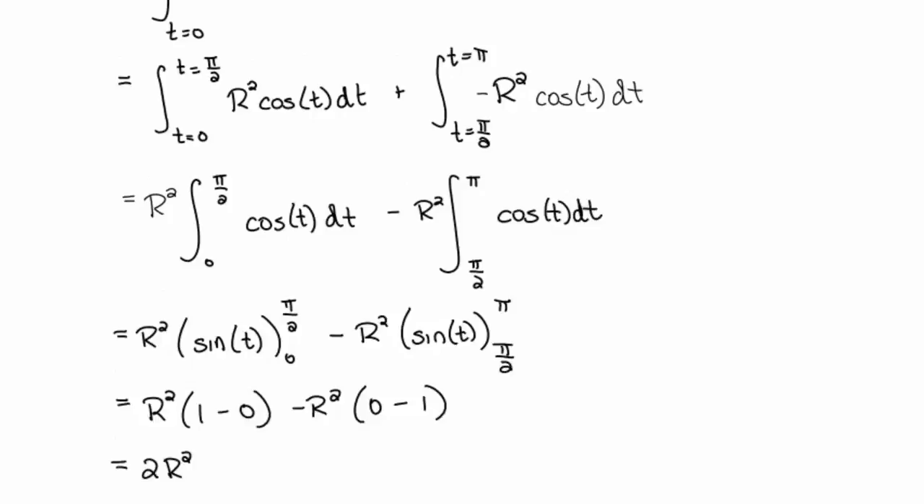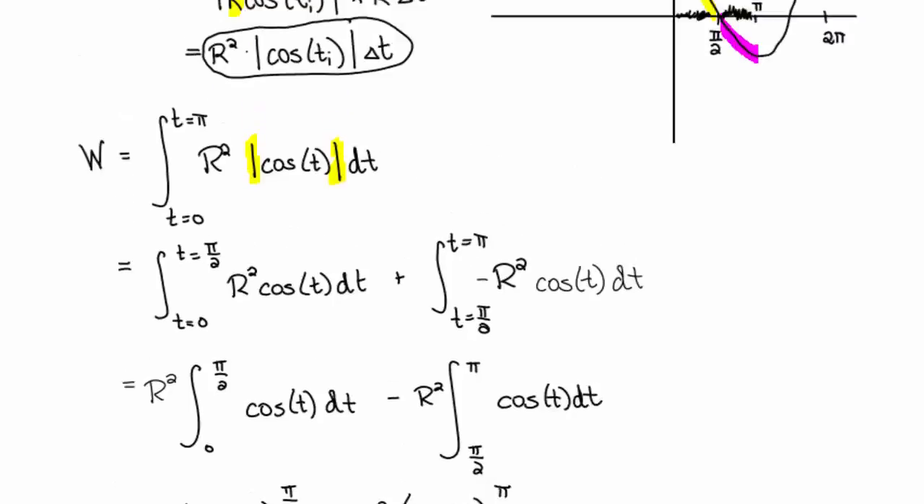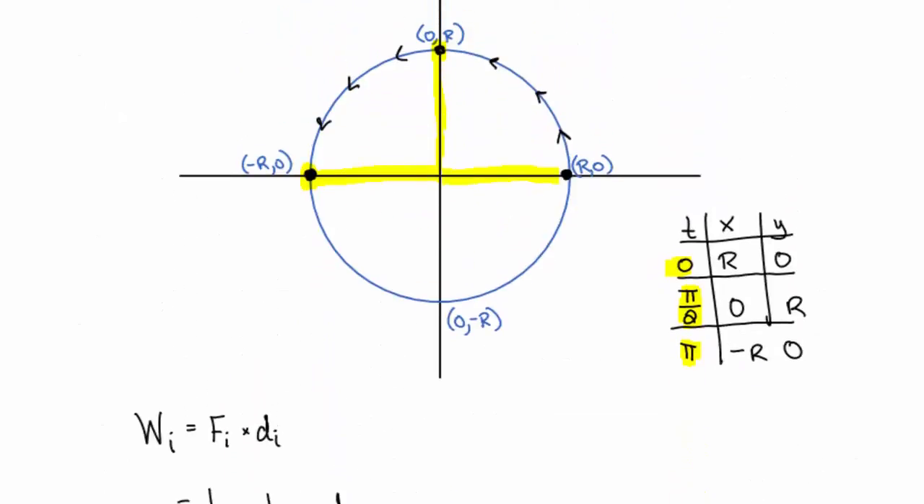That is the work done in moving the particle from position r comma 0 all the way along the curve to negative r comma 0. And again, this is a very tough problem, one that would be very challenging, a good project level problem, but it would be terribly challenging if it were given on an exam, for example.